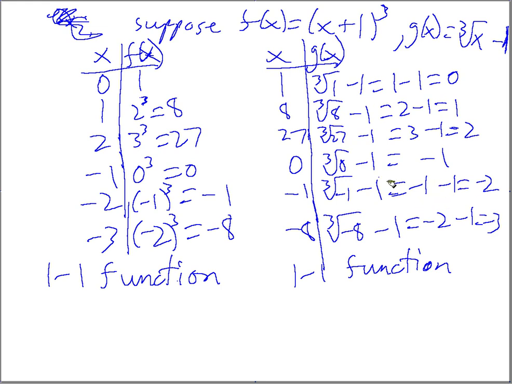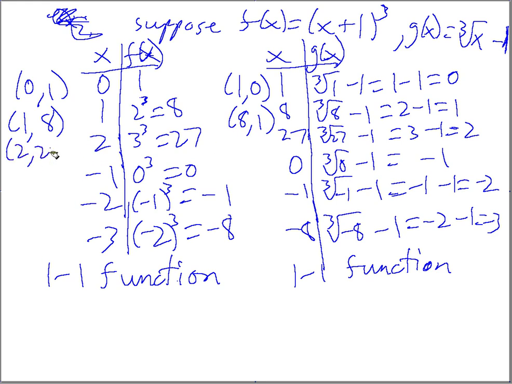Now look at the relationship between these two tables, most importantly. In the f function, my ordered pair was 0, 1. But in my g function, the ordered pair is 1, 0: 1 for x, 0 for y. Here it was 1, 8 as the next ordered pair. What's this one? 8, 1. I think you're starting to see the picture. Here it was 2, 27. Here it was 27, comma 2 for the g function.